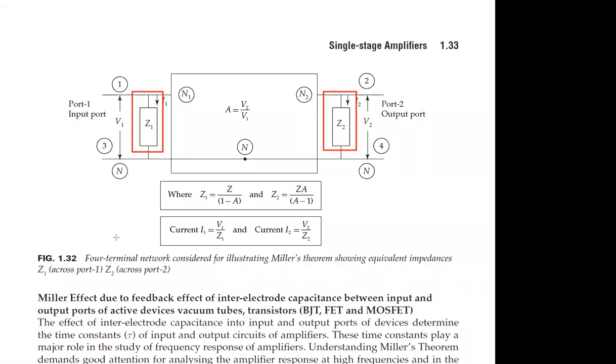And the current is given by the input current. With respect to this, we can write the current as I1 equals V1 by Z1, and I2 equals V2 by Z2. Now we will get the relation. Let us verify how the relation came.